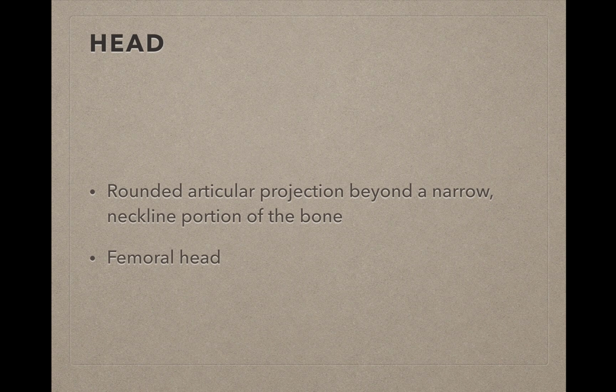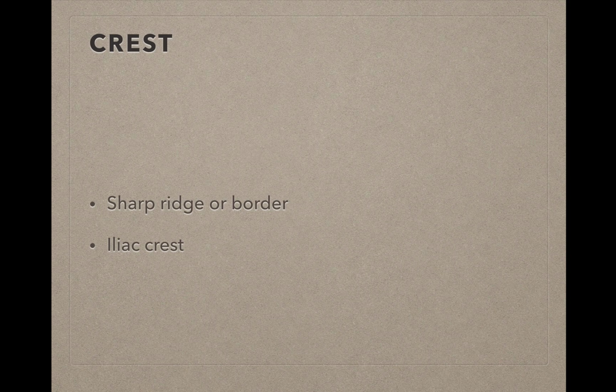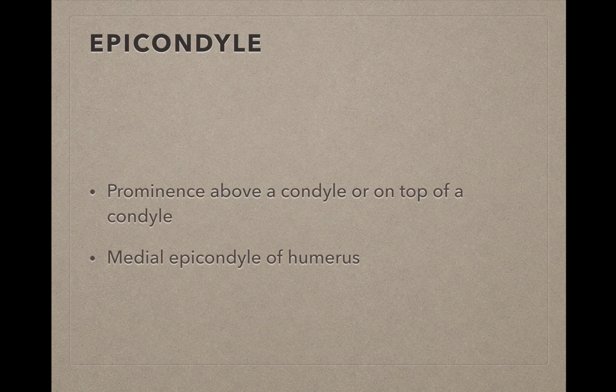Head, rounded articular projection beyond a narrow neckline portion of the bone. The femoral head would be an example of this. Crest, sharp ridge or border. An example, the iliac crest. Epicondyle. Prominence above a condyle or on top of a condyle. Example, the medial epicondyle of the humerus.